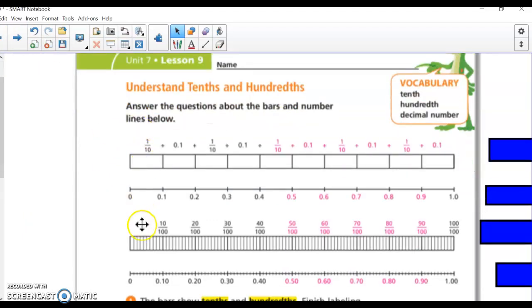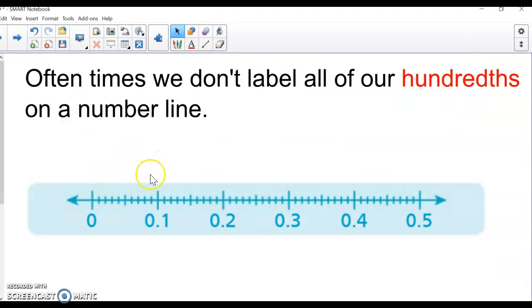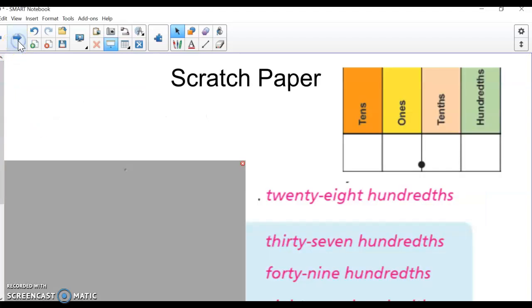There is no way you're going to label every fraction or every decimal place here, right? And so oftentimes what we do is we use our tenths to mark our hundredths as well, right? So we know this is 10 hundredths, 20 hundredths. There's 10 hundredths in between each tenth. Okay.